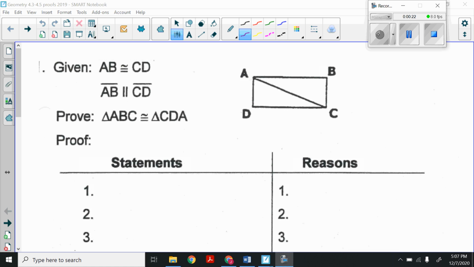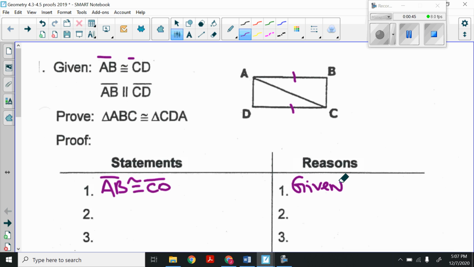So the first one, this is the picture they give me. So given AB congruent to CD. So we always start with our givens. So AB congruent to CD, those should have segment notations. They got cut off on here. So I can mark that in my picture. Those both get a tick mark. My reason, given. So that's nice. We always start out with our givens.